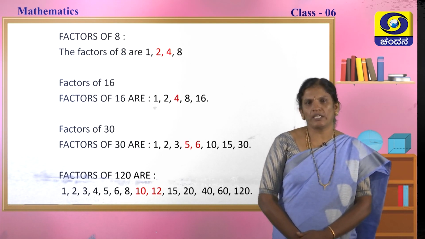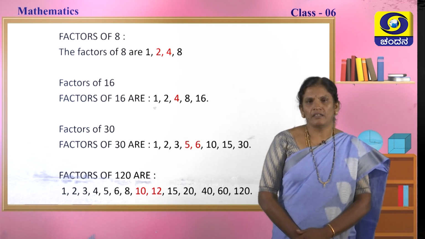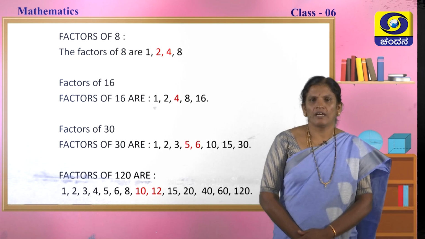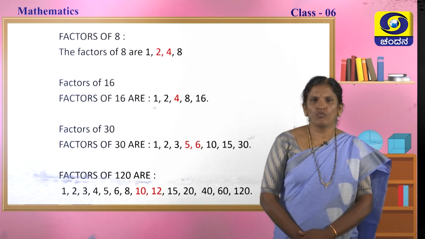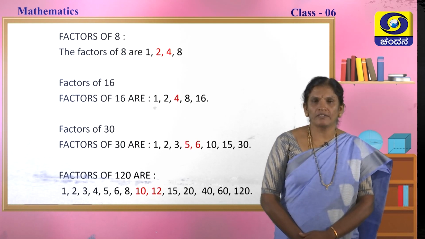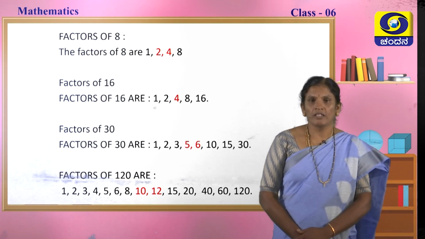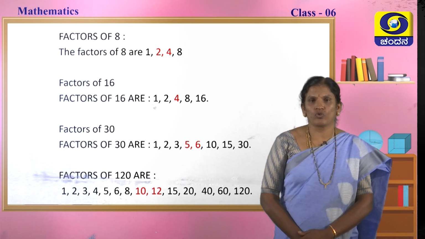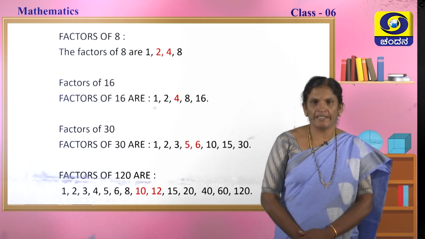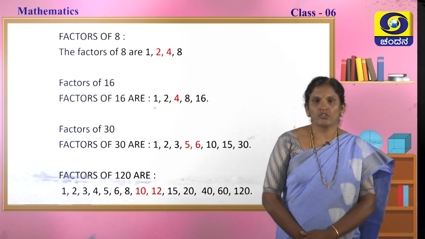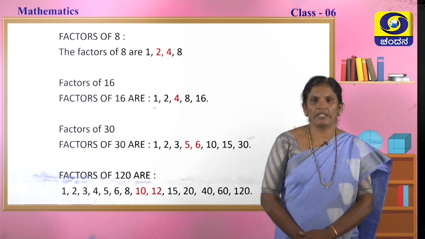Here you may notice that in the factors of 8, the center 2, 4 is in red color. Again in the factors of 16, 4 is in red color. In the factors of 30, 5, 6 are in red color. In the factors of 120, 10 and 12 are in red color. This shows that the product of 2 and 4 is 8, so that shows the center. So either side there is one factor, 1 and 8.